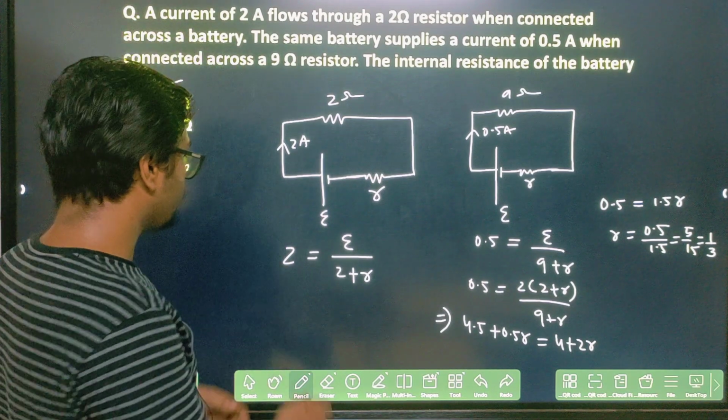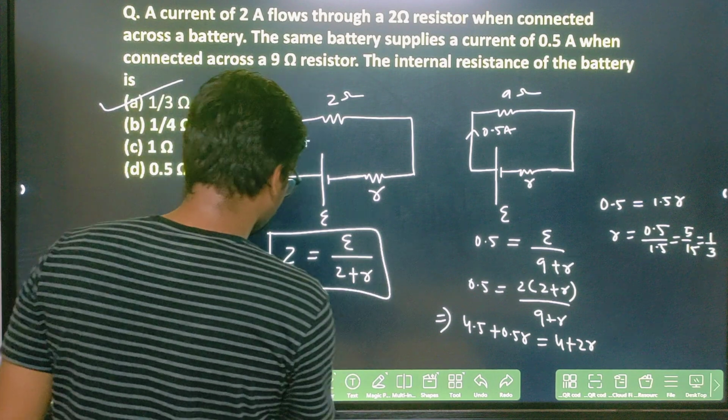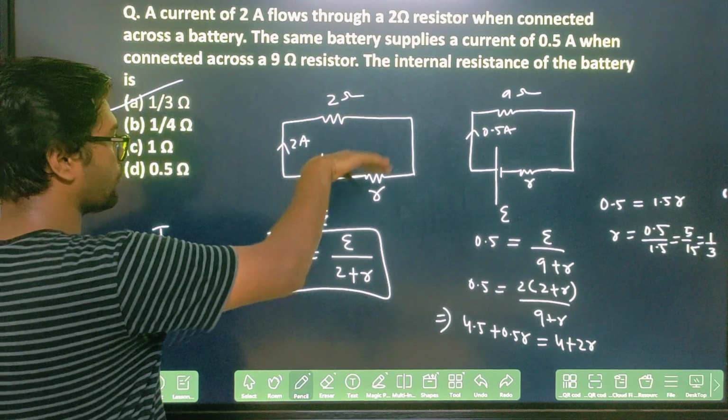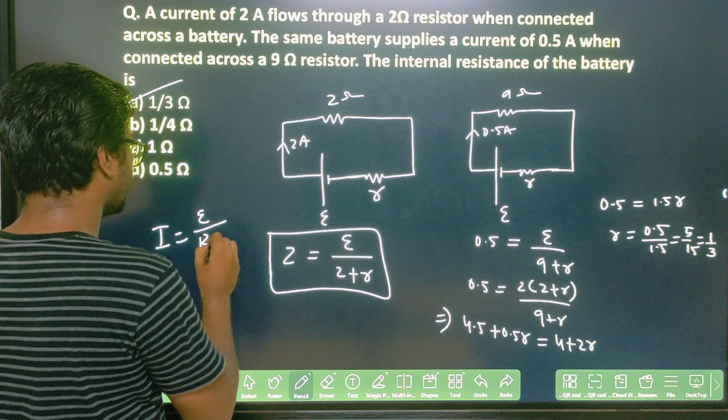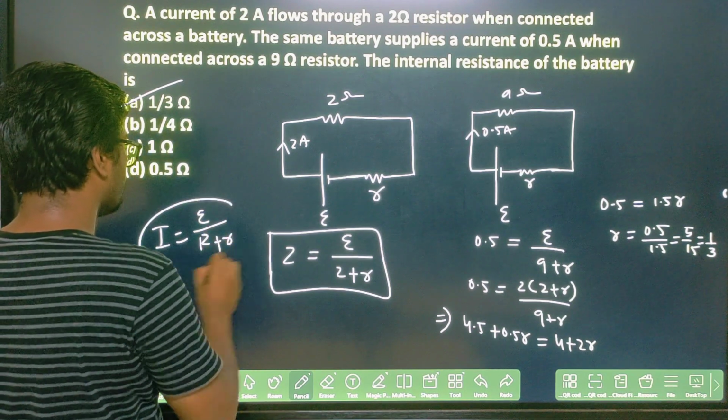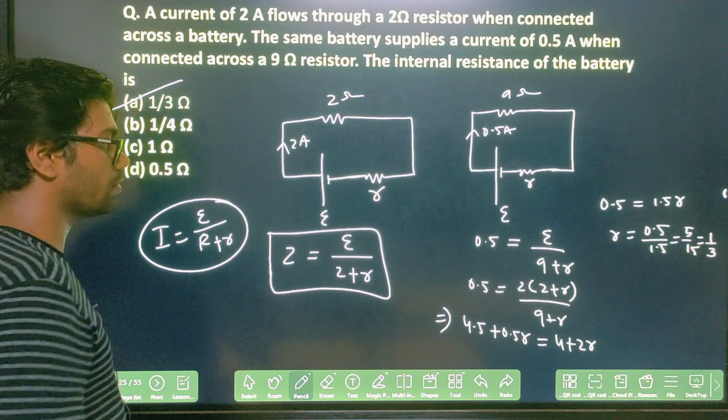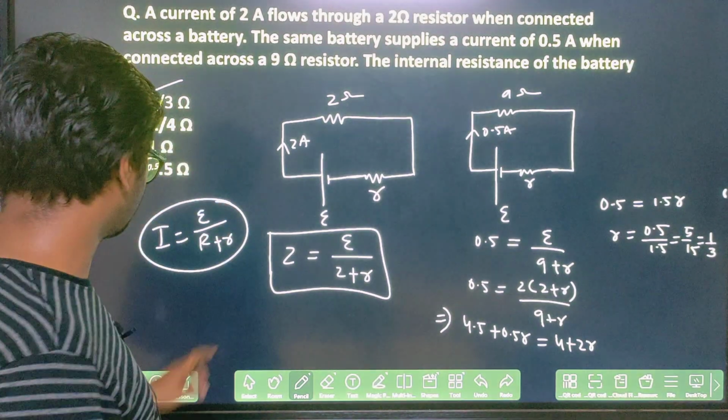So the same formula we are using here. What is that formula? You have to remember, wherever you see this type of circuit, current in the circuit equals E divided by capital R plus small r, right? If you remember this one, you can solve all these problems very easily.